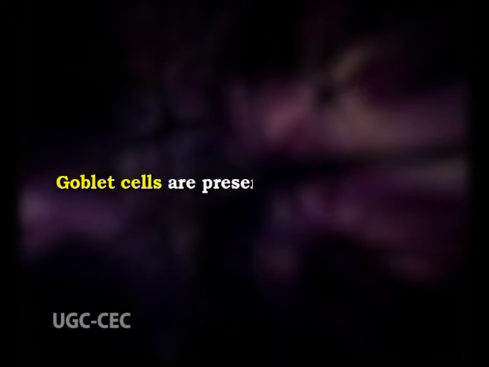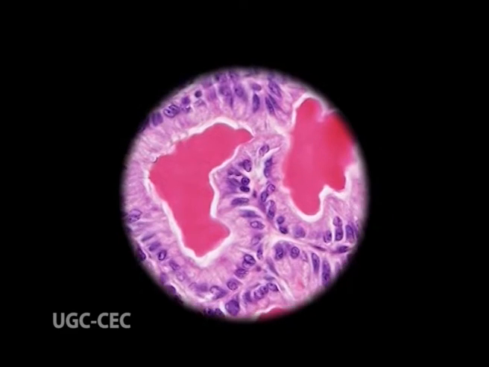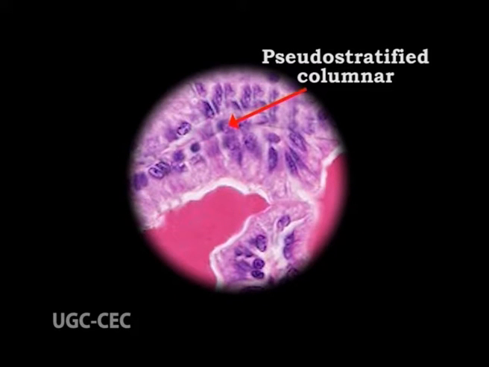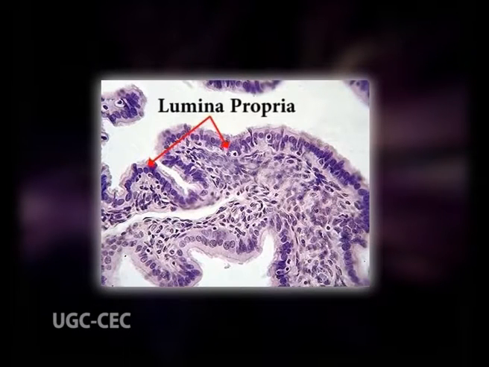Goblet cells are present in the epithelium. The structure of the epithelium is variable, appearing columnar or pseudostratified columnar, that is columnar and basal cells. The lamina propria of the mucosa is fairly thin and loose. Distension of the seminal vesicle by its secretion shortens the mucosal folds and the columnar epithelium.